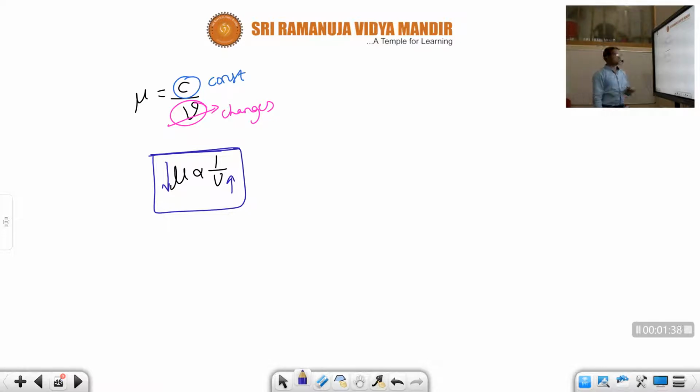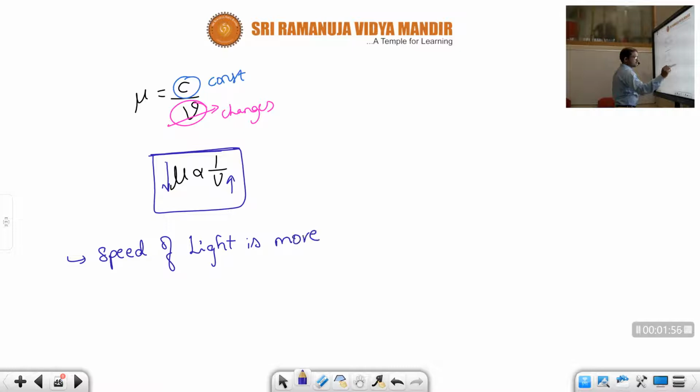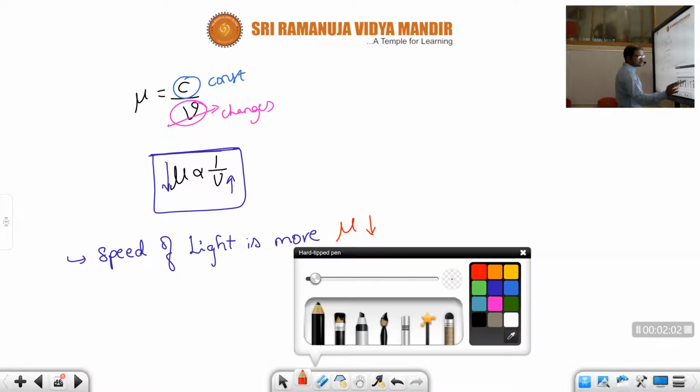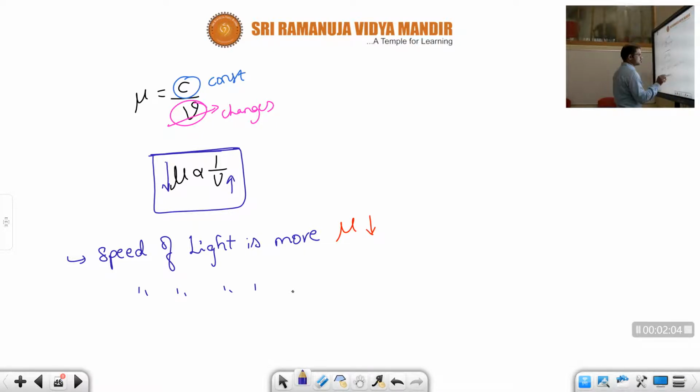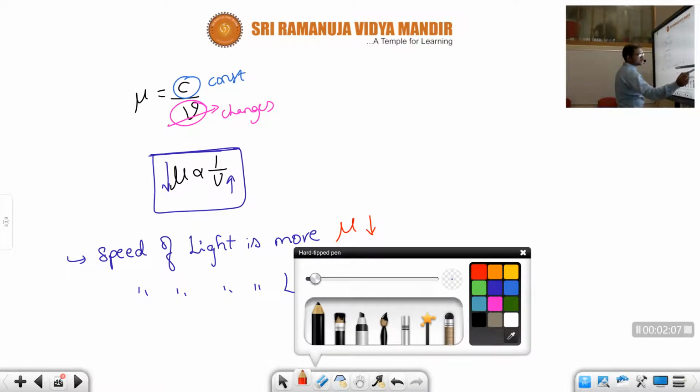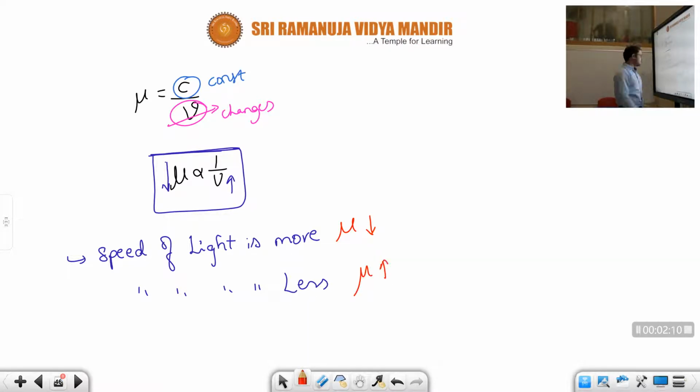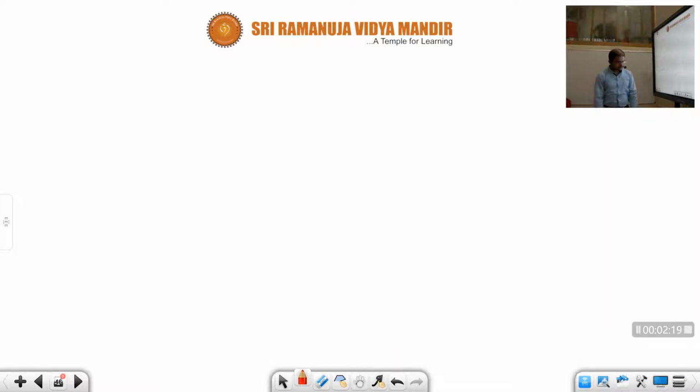Okay children, we can say it like this: if speed of light is more, refractive index will be less. In a similar way, if speed of light is less, refractive index will be more. Children, this is how we can relate refractive index with speed. Children, see here one more point.